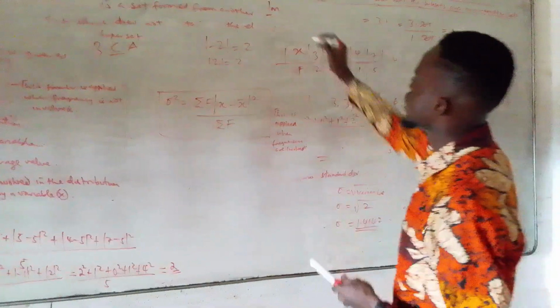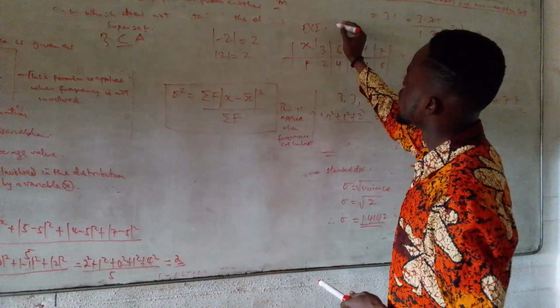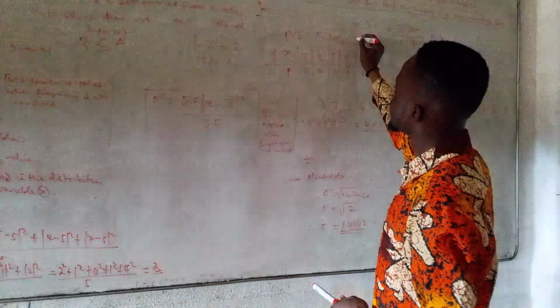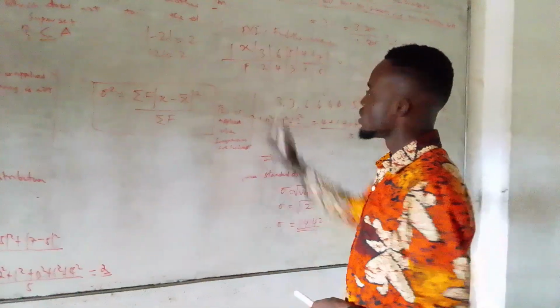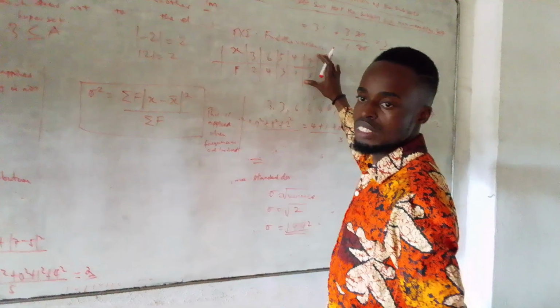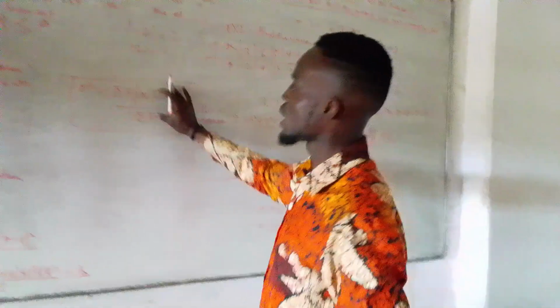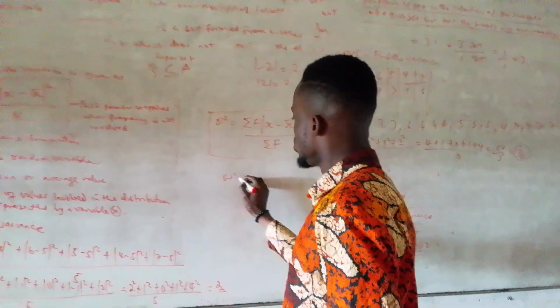Okay, let's use this now. Let's use this. Say example 1. Find the variance, given the values you have in the table. So you can apply this and now say solution.